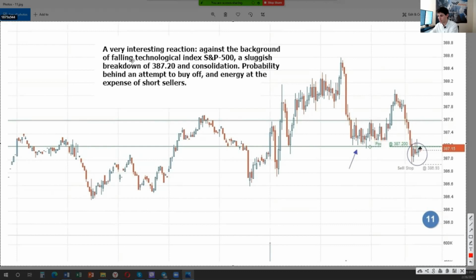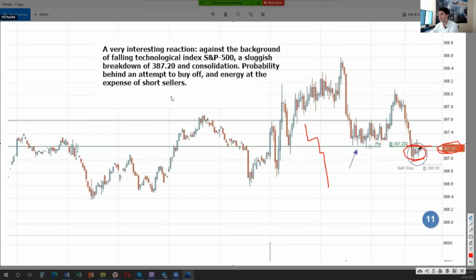So as I wrote, a very interesting reaction. Again, the background of the falling technological index. At this moment, the technological index is still falling. S&P 500, a sluggish breakdown of 387.20. And consolidation.